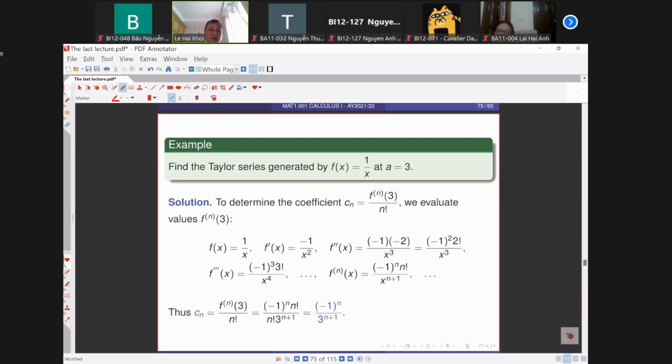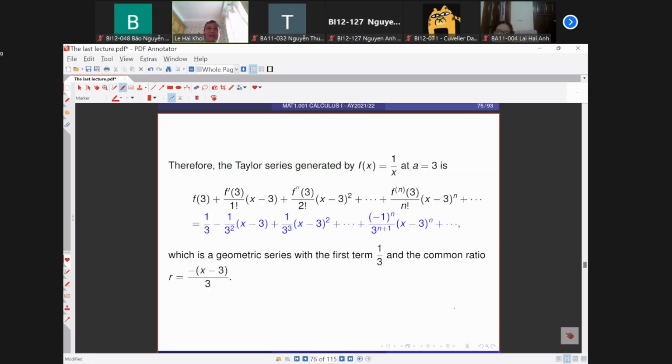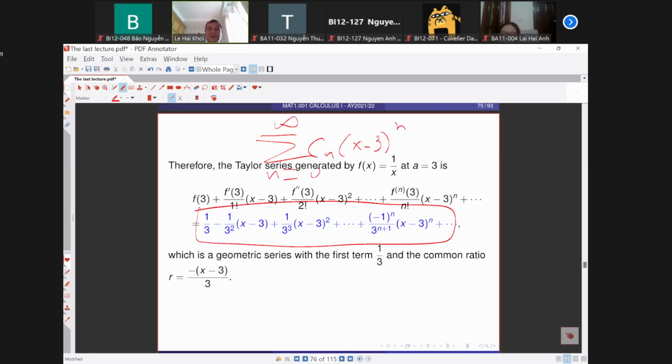So, for x equal to 3, you have Cn, which is negative 1 to the power n over 3 to the power n plus 1. And then, having determined the coefficient Cn, you can get the power series. Here, this power series is the sum of Cn (x minus 3) to the power n from 0 to infinity, where Cn is f^(n) at 3 over n factorial.